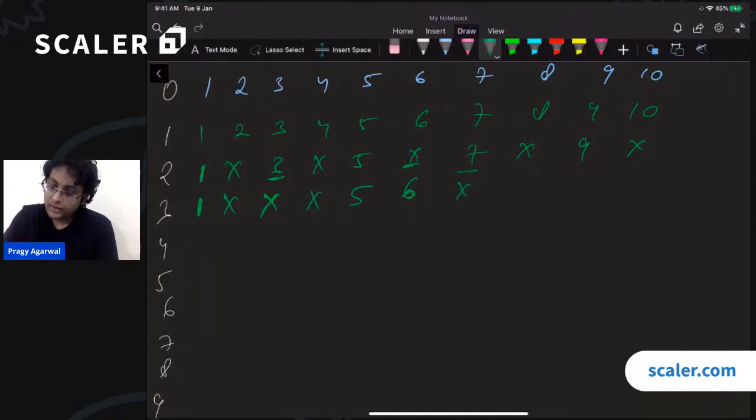7 we do not touch. 7 remains as it is. 8 we do not touch. 9 was open, so we will close it. 10 we do not touch. Yes? Okay, we move on.